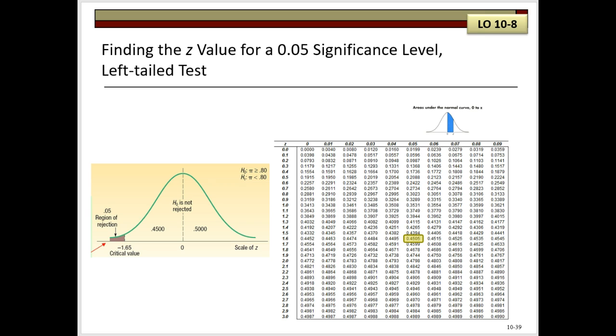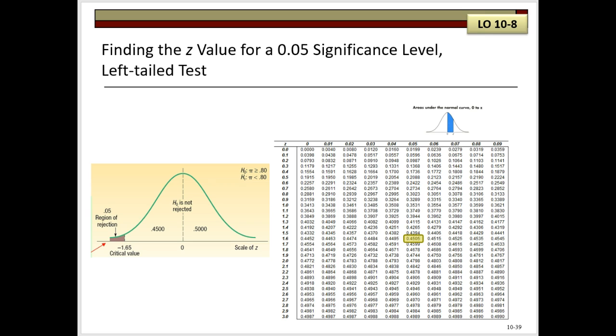Given a significance level of 0.05, using the standard normal table in Appendix B1, we obtain a critical z-value of negative 1.65. We obtain this critical value by locating an area equal to or closest to 0.4500 in the z-table. Why are we looking for 0.4500?